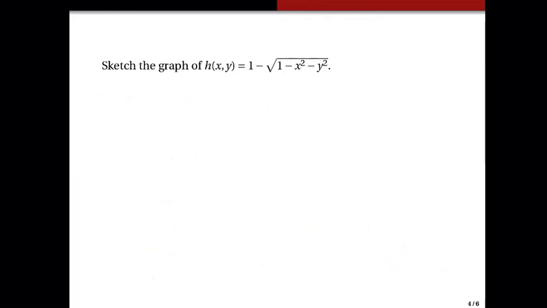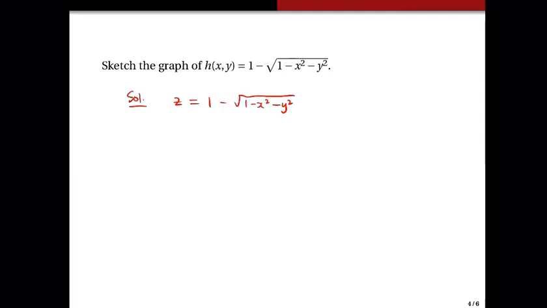In order to graph this, you just set your h to be the z. So the solution: you have z equals 1 minus the square root of 1 minus x squared minus y squared. All you need to do is to manipulate this and try to rewrite the equation in a more familiar form.